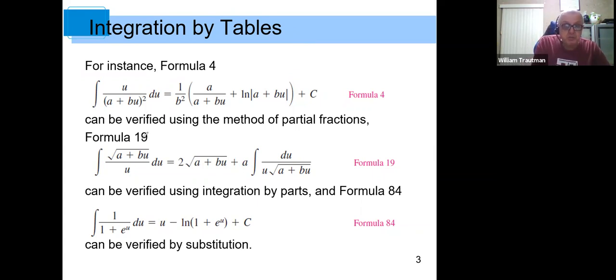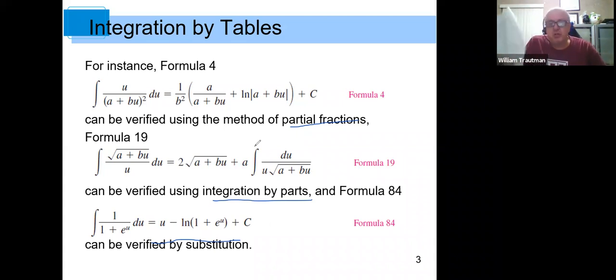Formula 19, just a quick look at formula 19. They're just showing you once again another formula, and they're showing you that you can verify these formulas if you want. Formula 4 can be verified using partial fractions. Formula 19 can be verified using integration by parts. Formula 84 can be verified using substitution. So, I mean, we can do all of those, but this video is all about using this sheet. So that's all it is.